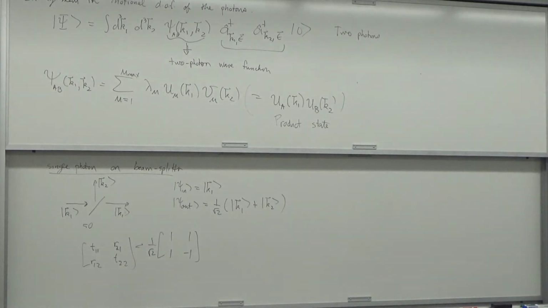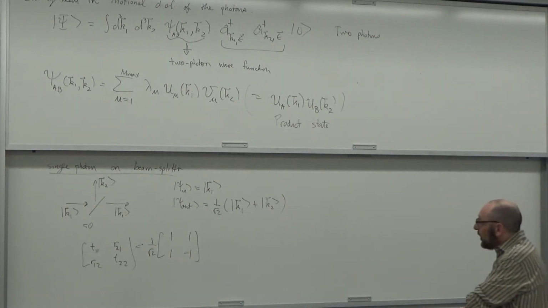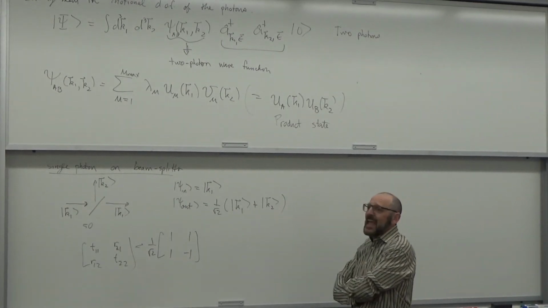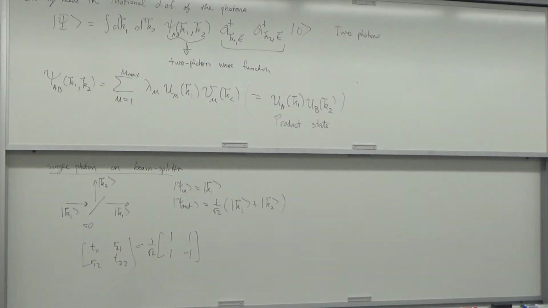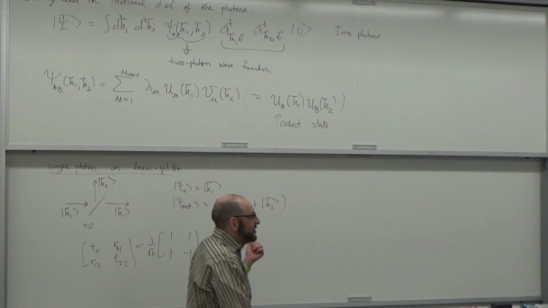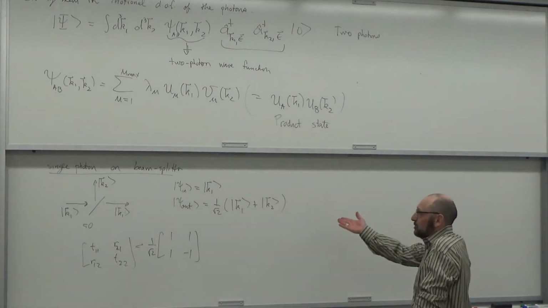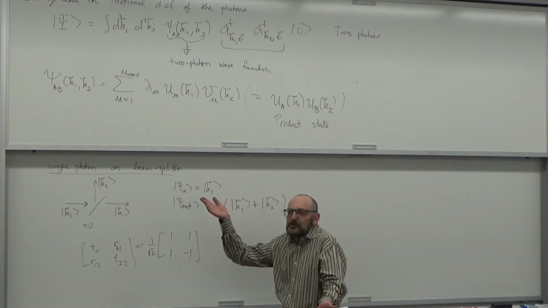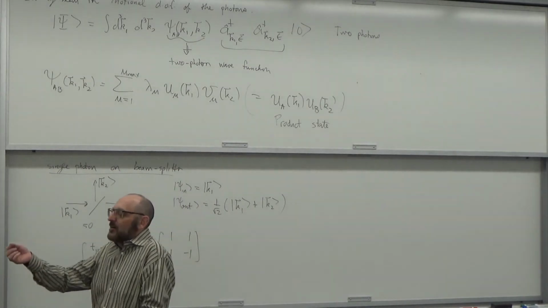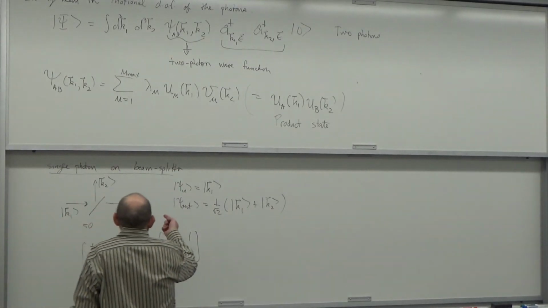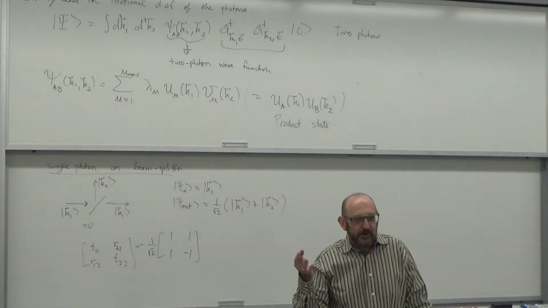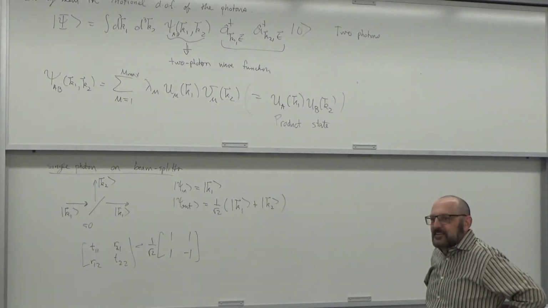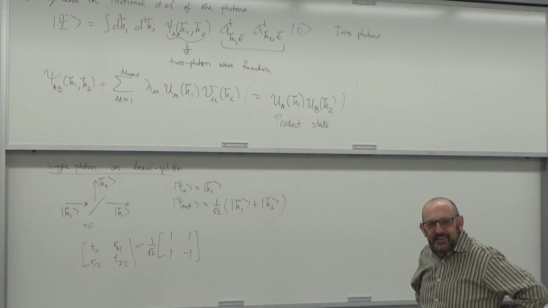Good. All right. So, is this an entangled state? No. It's just a single photon that's in a superposition of two plane waves, just like we had in elementary quantum mechanics. This is an eigenstate of momentum, and this is something that's in a superposition. It's one particle. Or is it an entangled state?